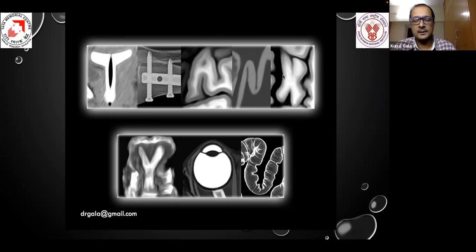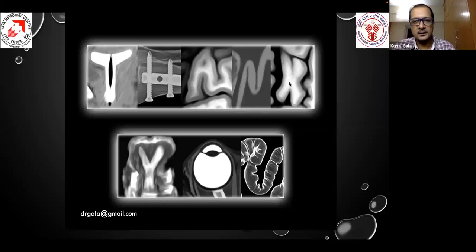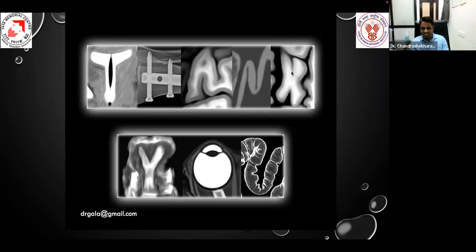And even on NCCT, you can visualize the internal mammary arteries and vessels. You can, of course, target them. Okay, we don't need to target them, so you can avoid them.